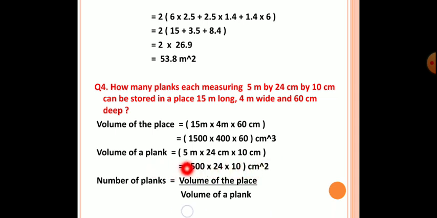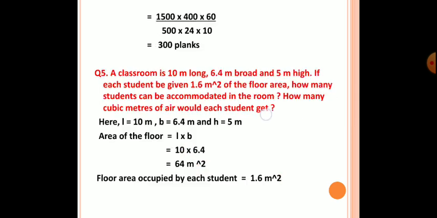So number of planks is equal to volume of the place divided by the volume of a plank, that is 1500 into 400 into 60 divided by 500 into 24 into 10, that is 300 planks. Question number 5. A classroom is 10 meter long, 6.4 meter broad, and 5 meter high. If each student be given 1.6 meters square of the floor area, how many students can be accommodated in the room? How many cubic meters of air would each student get?